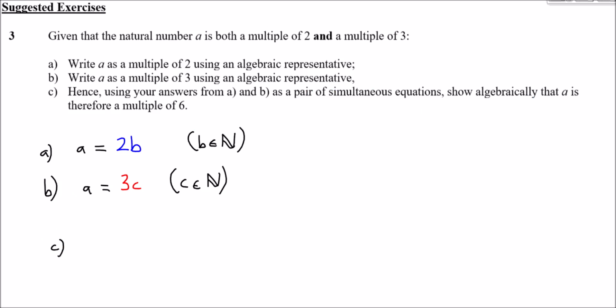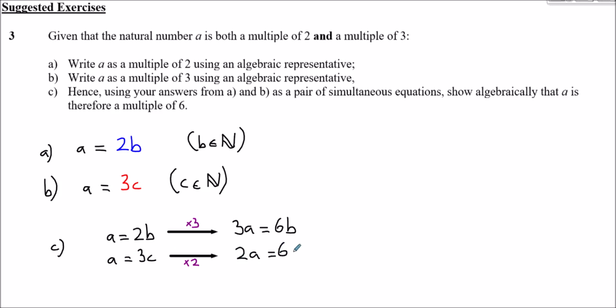So, for part c, we're going to have a equals 2b, and also a equals 3c. So the trick here, what we can do, is take the top equation and multiply this by 3. So if we times the top by 3 and multiply the bottom one by 2, what we get here is 3a equals 6b. And then multiplying the bottom one by 2, that will give us 2a equals 6c.